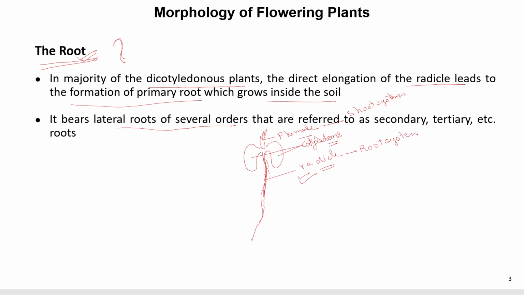Now this root system will have one main root, and it will have a second order of roots. Then it will have a third order of roots. This is the primary one. Like this, you will have different orders of roots that will be considered as secondary and tertiary roots. So this is how the roots form in the plant.